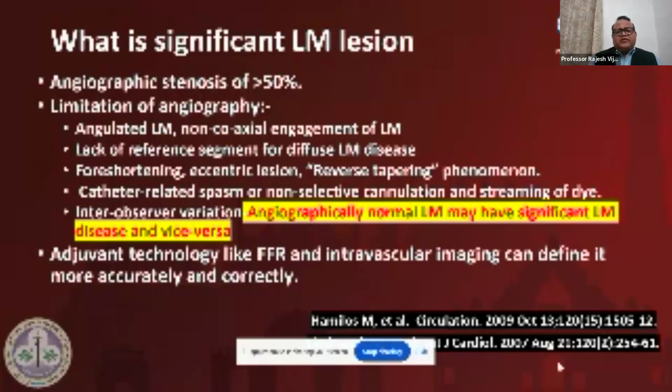There is inter-observer variation. An angiographically normal LMPCI may have significant LMPCI disease, and vice versa. Therefore, here comes the role of functional assessment and intravascular imaging to define whether there is LMPCI disease or not, and then appropriately go ahead with revascularization.